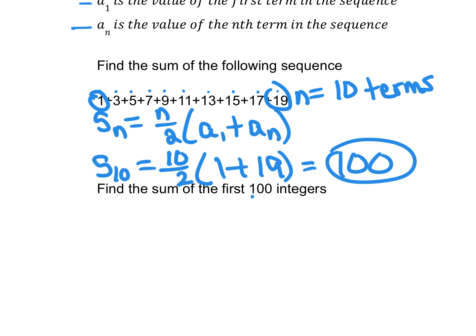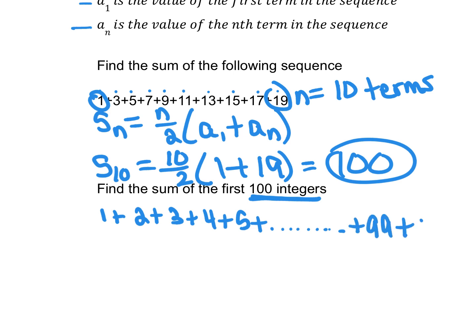Okay, so the first 100 integers. Remember, the first 100 integers start at 1, 2, 3, 4, 5, 6, 7, 8, 9, 10, and so on. So we're basically looking at 1 plus 2 plus 3 plus 4 plus 5 plus 6, 7, 8, 9, 10, skip a few, all the way up to 99, 100. That's how some of us probably used to count when we played hide and seek. 1, 2, skip a few, 100.